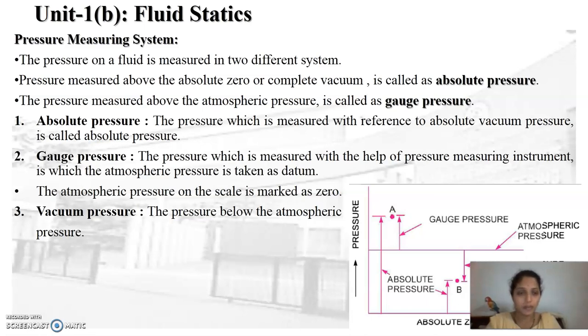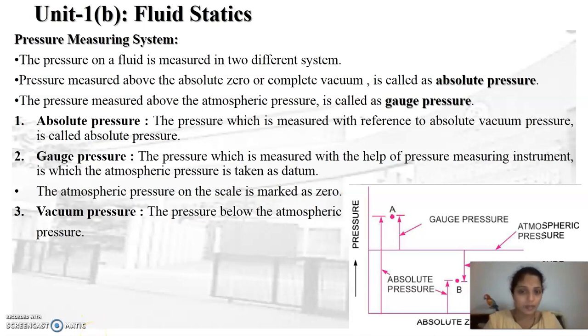Now first we will see the diagram. In the diagram, the x-axis represents the absolute zero pressure and the y-axis shows the pressure. Absolute zero pressure means there is a vacuum, that means zero pressure is available. So whatever pressure we measure with respect to absolute zero pressure is called the absolute pressure. The second is the gauge pressure.